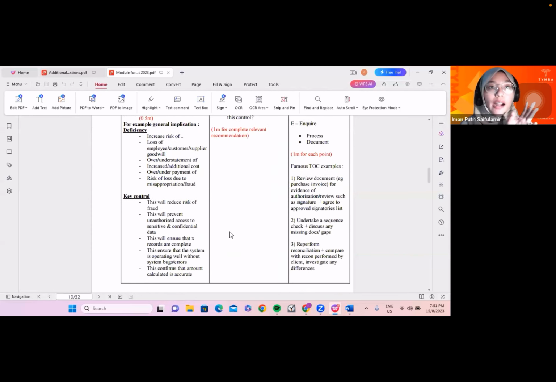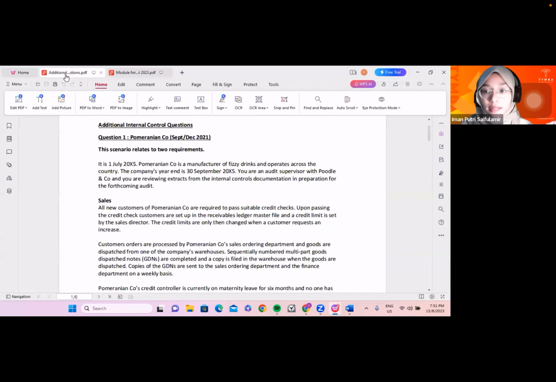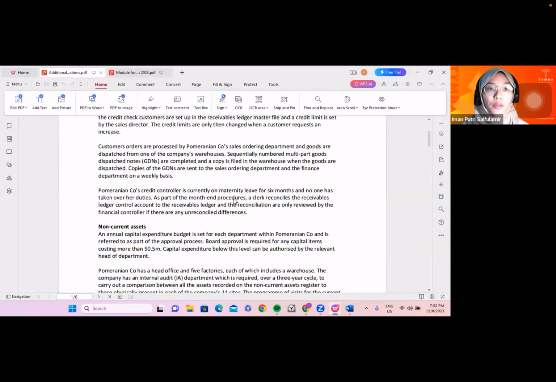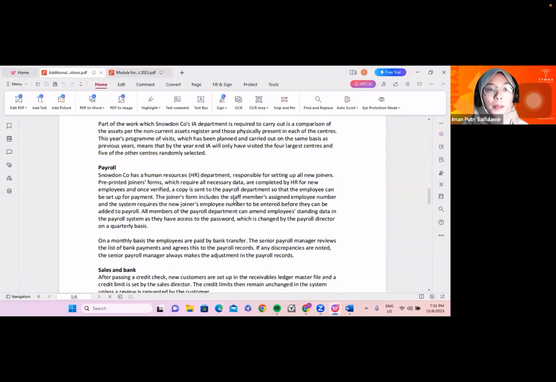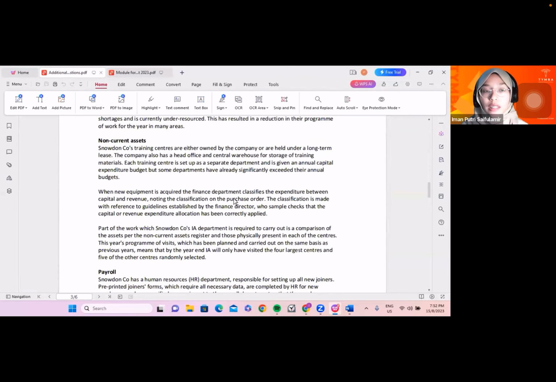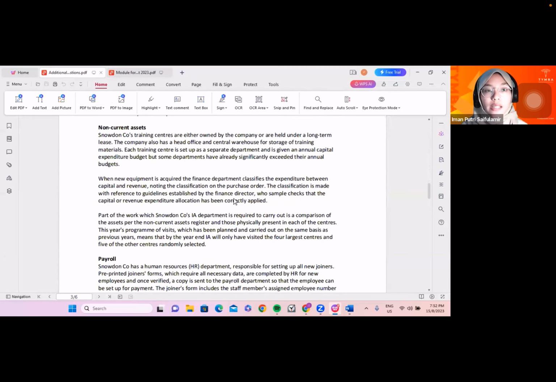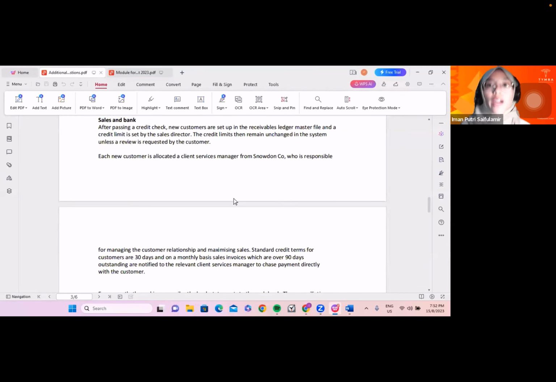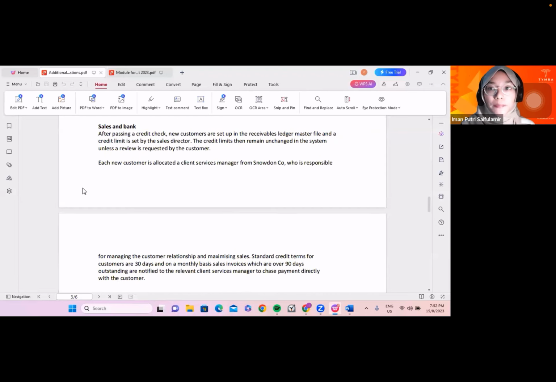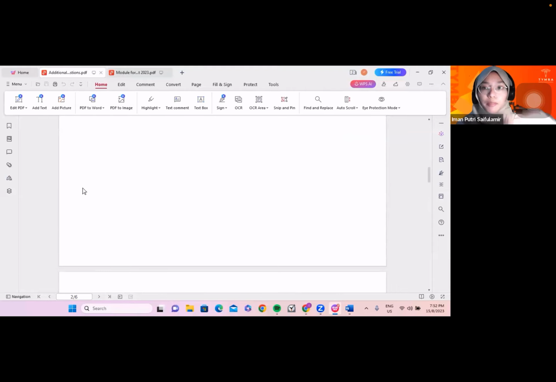Okay, so are you guys ready for us to move on to the next question? To our first question of today, which is Pomeranian Co., September-December 2021. Okay, so I want to start off with these 2 questions, Pomeranian and Snowden, because they test a few different internal controls. For example, Snowden has an NCA system, and they test you on the payroll system and sales and bank. So we are covering a range of different systems here, instead of just focusing on one. So at least you guys get to cover a little bit of each system.